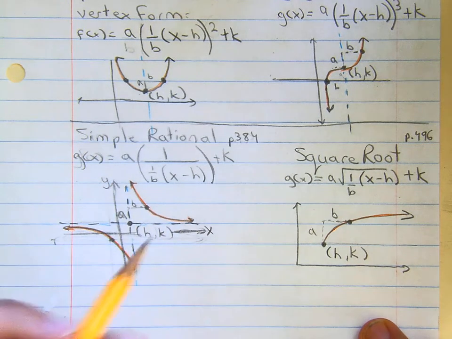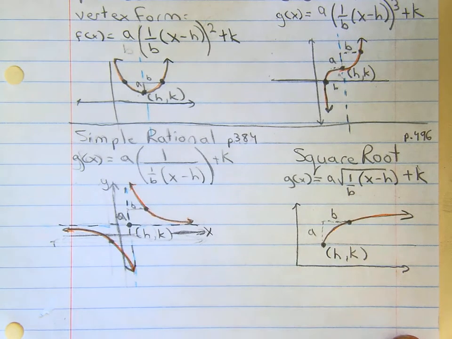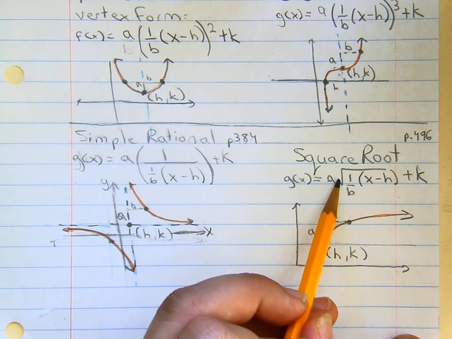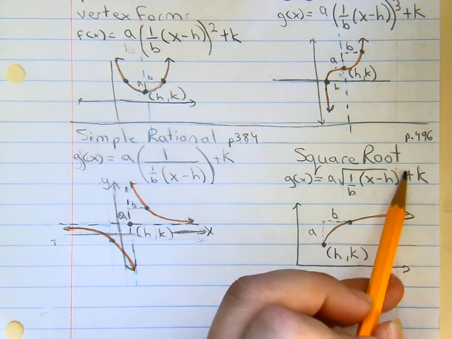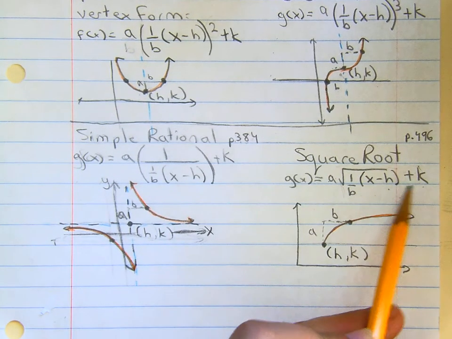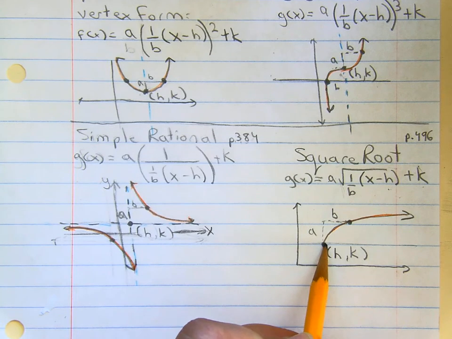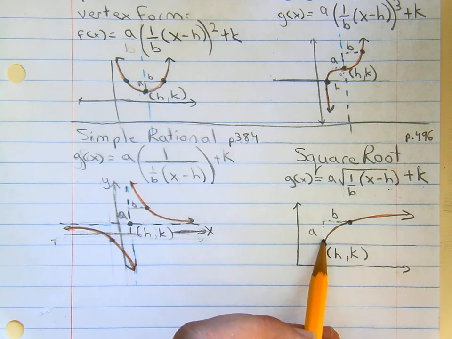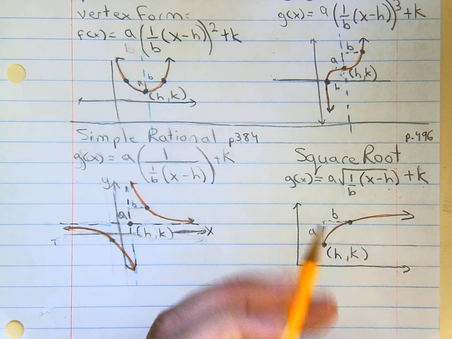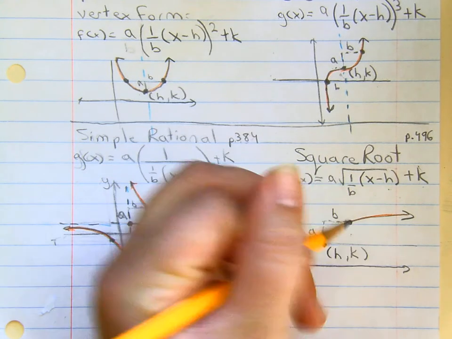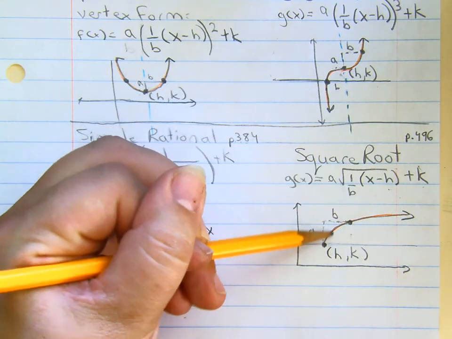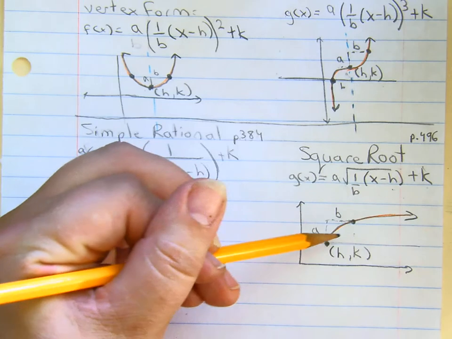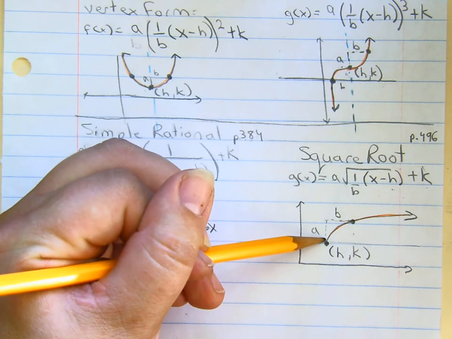Square roots. You'll look something like this, of A times the square root of 1 over B times the difference of X and H. Okay? And then plus K. H and K still refer to my starting point. A and B are still my rise and my run to find my first point, whether it's down lower and kind of more of a small hill, or if it's up higher in a steeper hill before it shoots off for this square root graph.